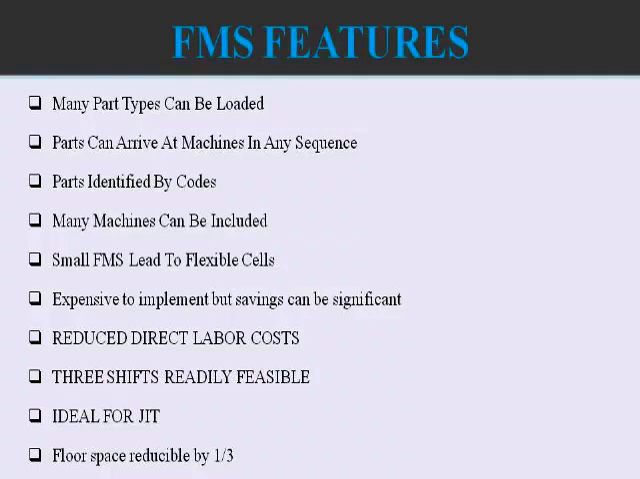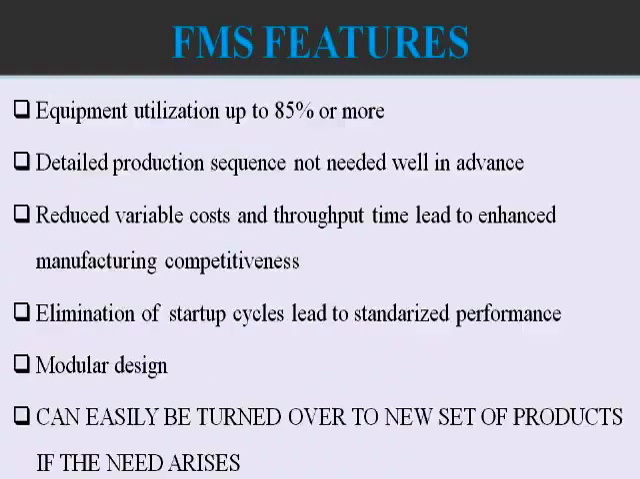We already discussed that. It is expensive to implement, but savings can be significant because of initial investment. Because of automated material transfer and all CNC machines or automated workstations, FMS installation cost is very high. However, the return on investment is very high. You can get back the investment maybe within 5 to 10 years of time. Expensive to implement, but savings can be significant. Reduce direct labor costs, 3 shifts continuously feasible, and it is ideal for just-in-time system. You can also utilize the floor space efficiently.